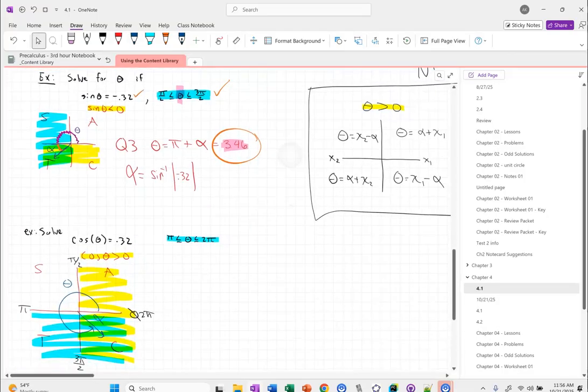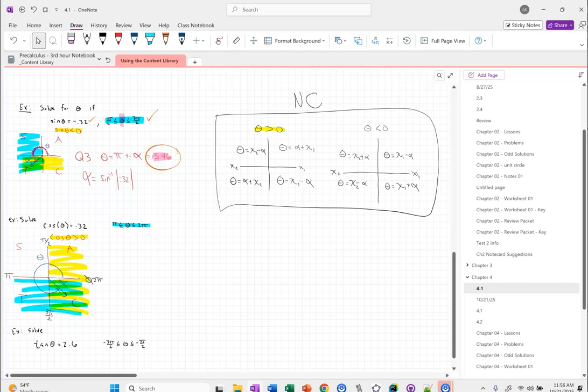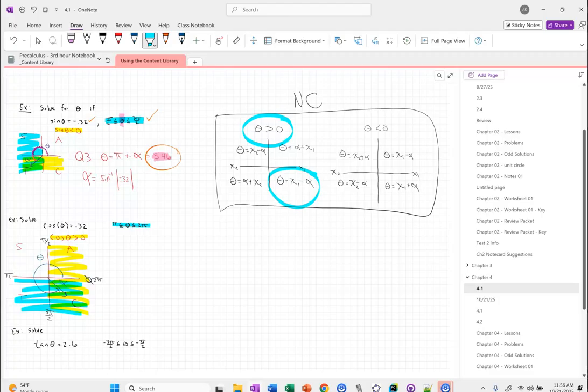So if I go and I look at this grid I just made up, we have a positive angle, and we're in the 4th quadrant. So I should say that theta equals 2 pi minus alpha.